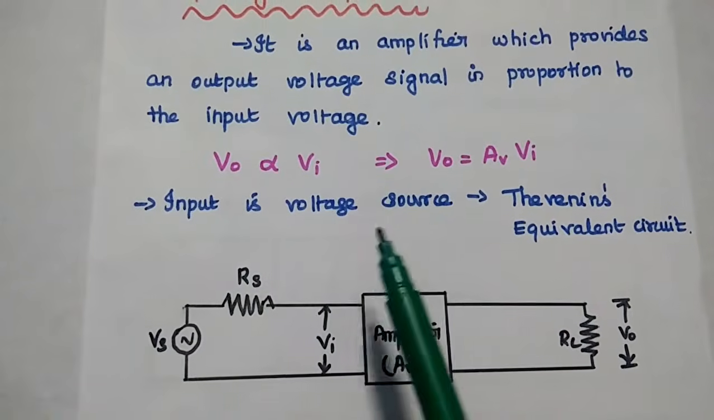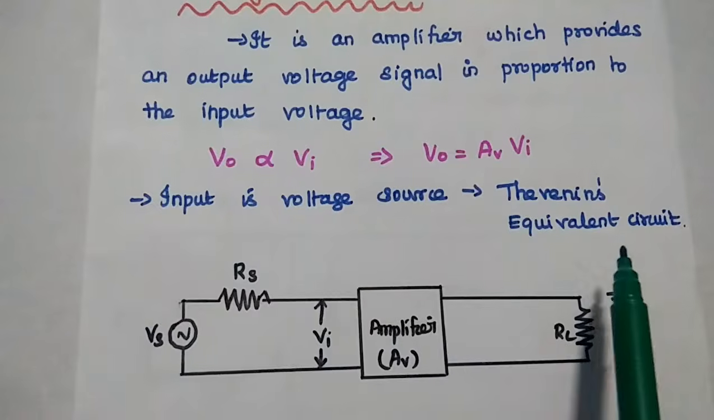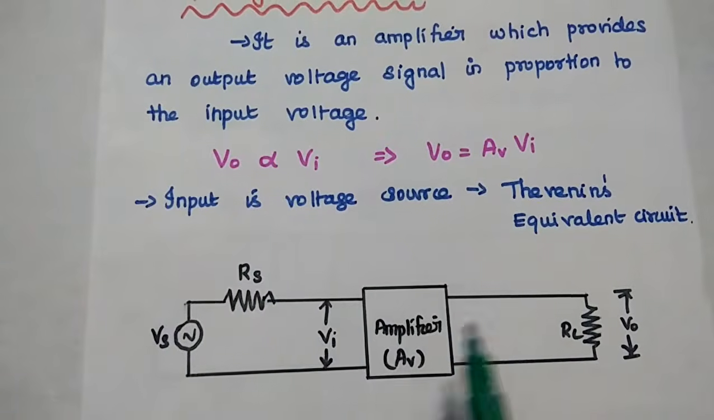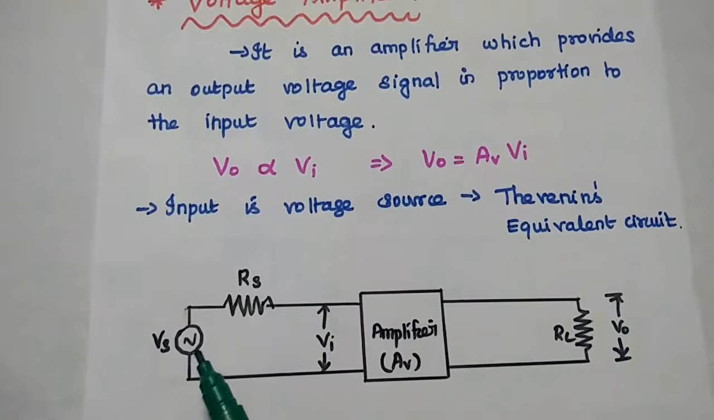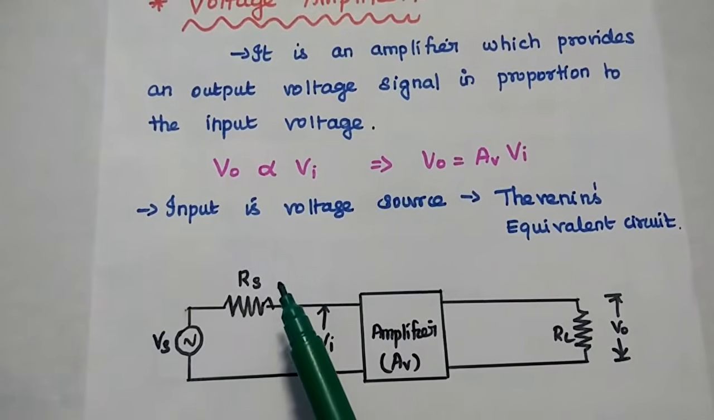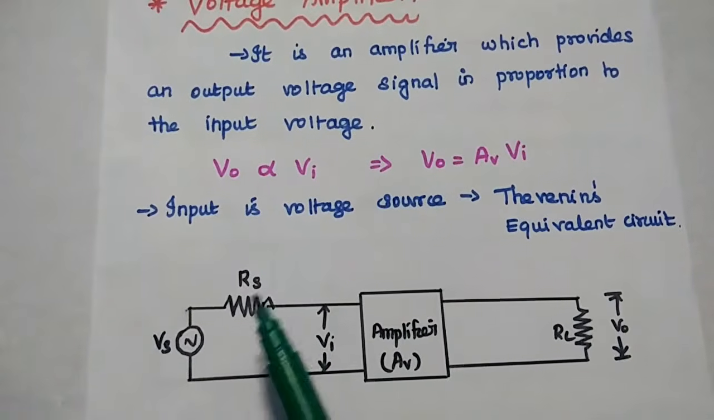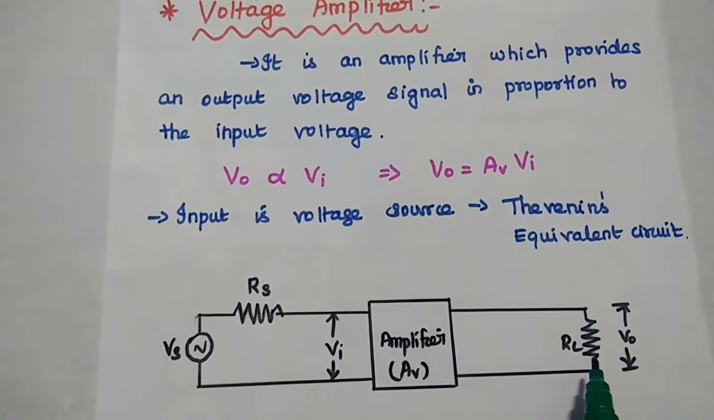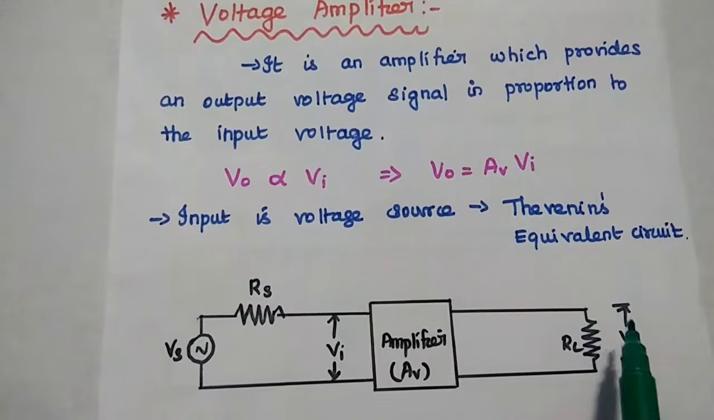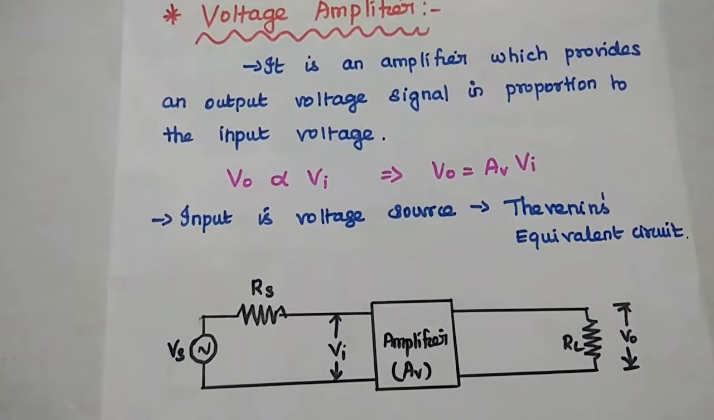Since it is a voltage source, we can use Thevenin's equivalent circuit. This is a general diagram of this voltage amplifier. Voltage source in series with this resistance, that is Thevenin's equivalent circuit. Here it is that amplifier, and we can have the load resistance, across which we can get this output voltage.